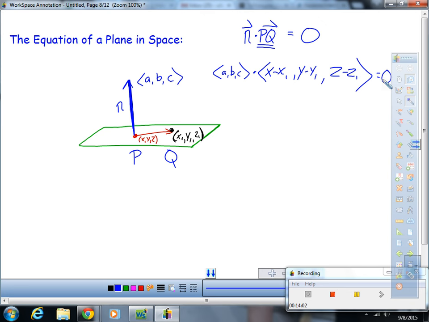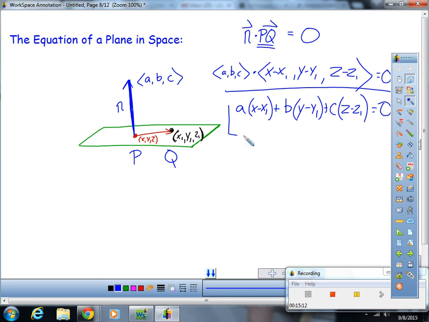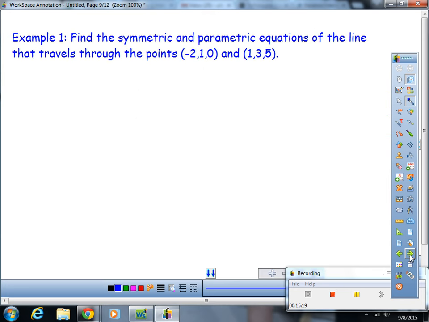So what we can say is we can go from this and we can say a times x minus x1 plus, remember the dot product is a scalar, so b times y minus y1 plus c times z minus z1 equals 0. Okay? So this right here is the equation of a plane in 3 space. The general equation. It looks way more similar to, let's say, the equation of a line in standard form.